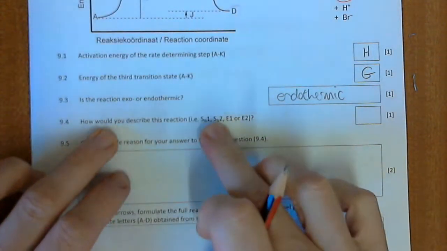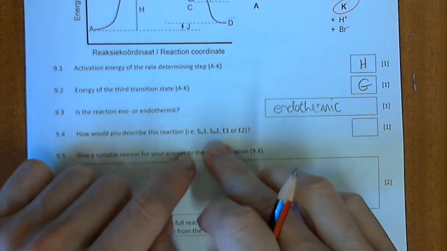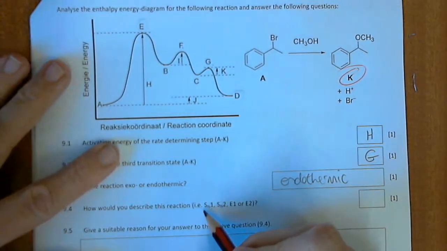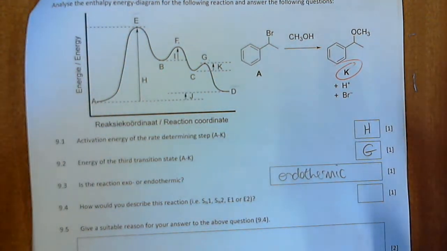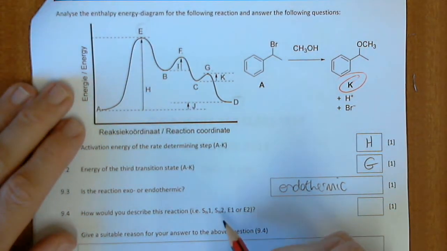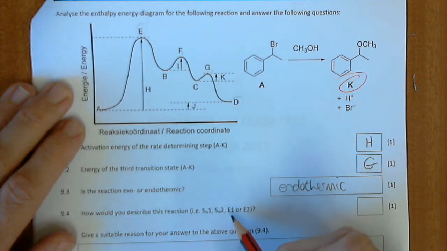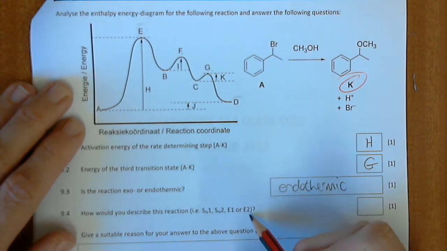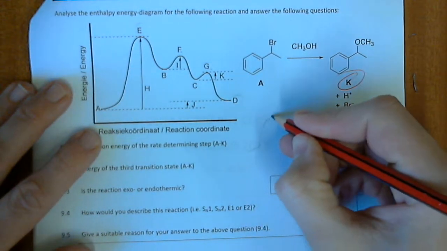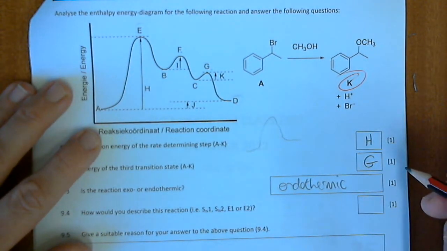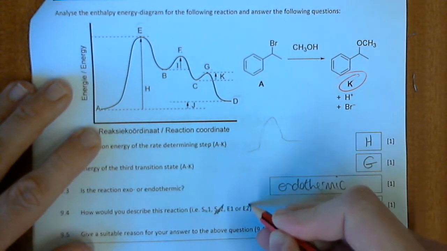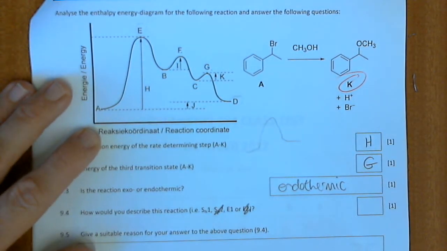And then how would you describe this reaction? Is it an SN1, SN2, E1, or E2? Well, forgetting about whether it's a substitution or elimination, which should be very easy for you to see, and apparently you didn't see this, the SN2 and the E2 reactions all occur in one step. They have energy diagrams that look something like that. This clearly doesn't have that. So it cannot be an SN2 or an E2 reaction.